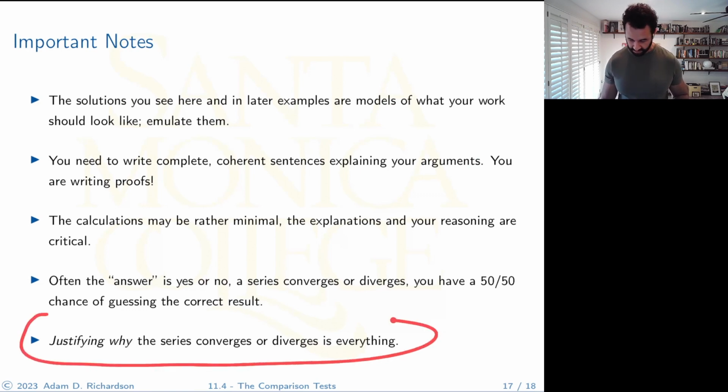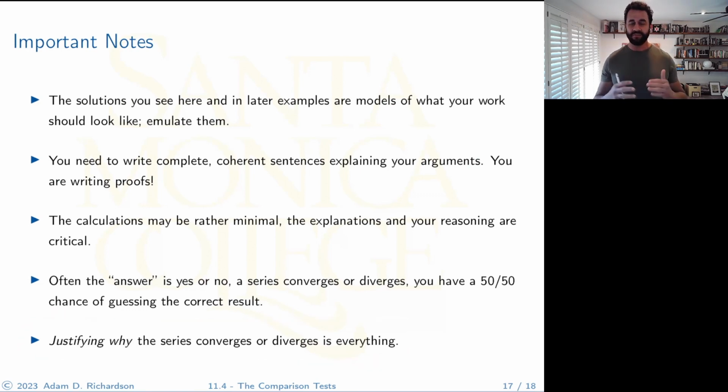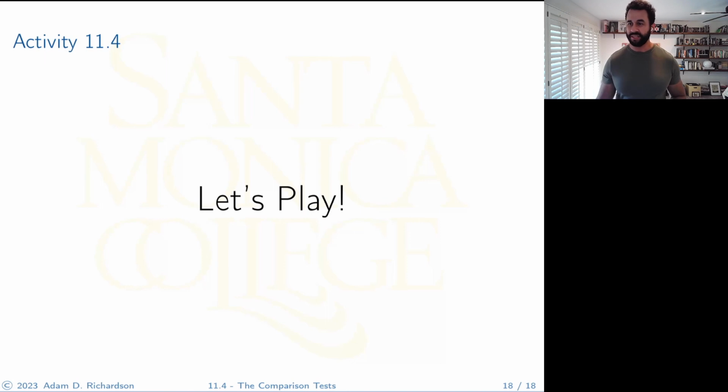So, last most important point here, justifying why the series converges or diverges is everything. It's the why, not the what. Because again, it's yes or no. What's more important is why. Why does it converge or why does it diverge? All right. And on that note, let's play.